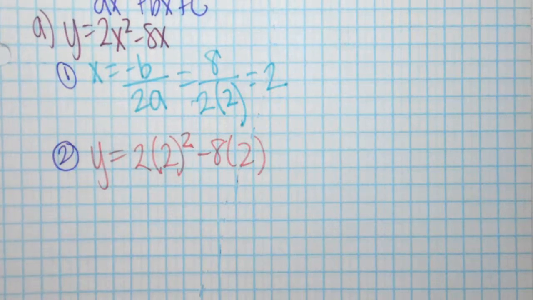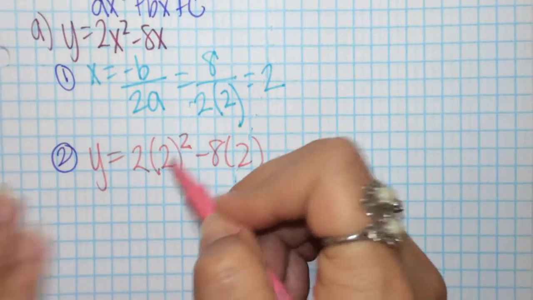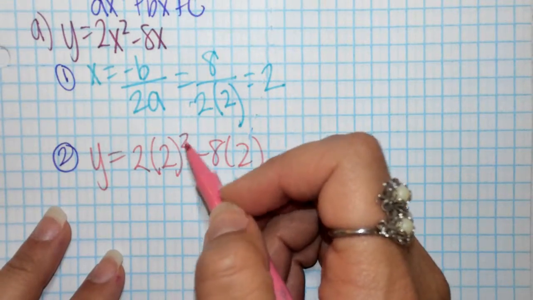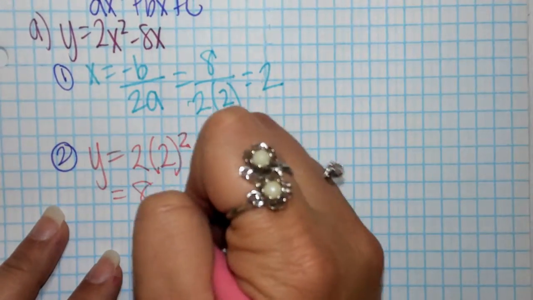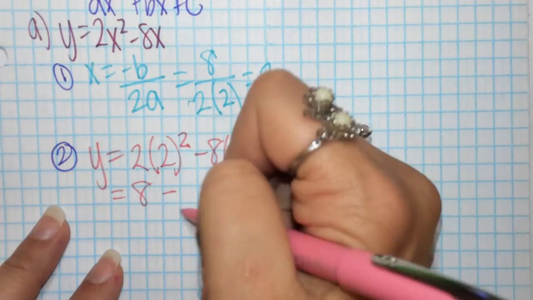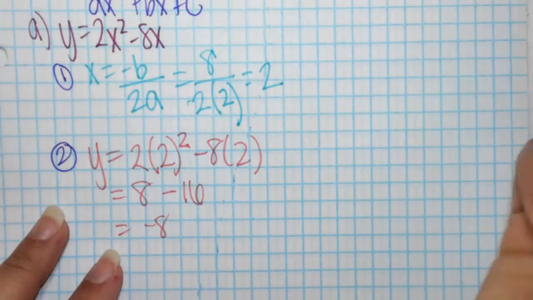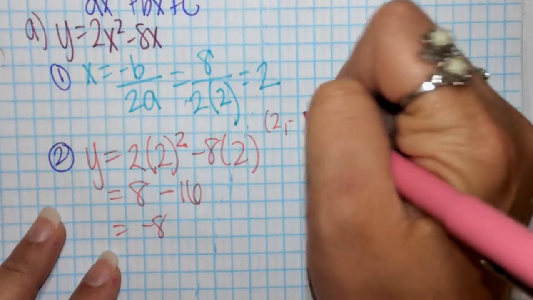Alright, what's 2 squared? Because it's not shut your face. 2 squared is 4. And what's 4 times 2? 8. Alright, what's 8 times 2? And what's 8 minus 16? Negative 8. So our vertex is 2, negative 8.